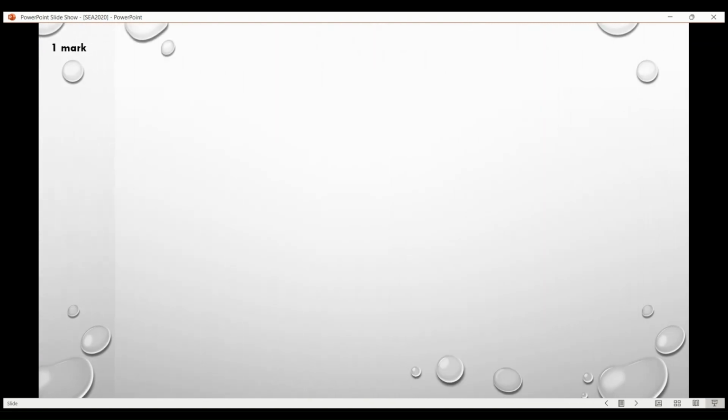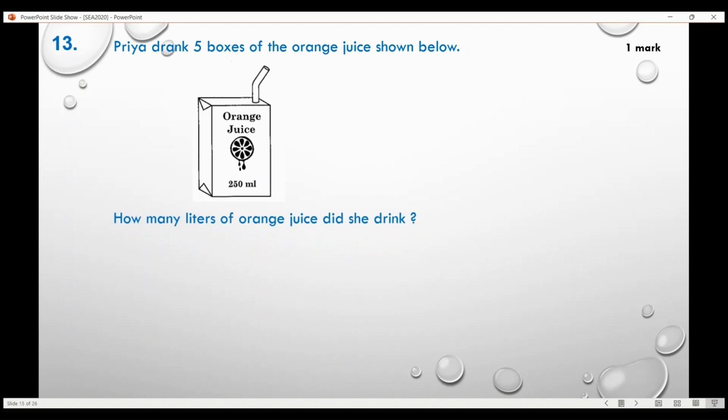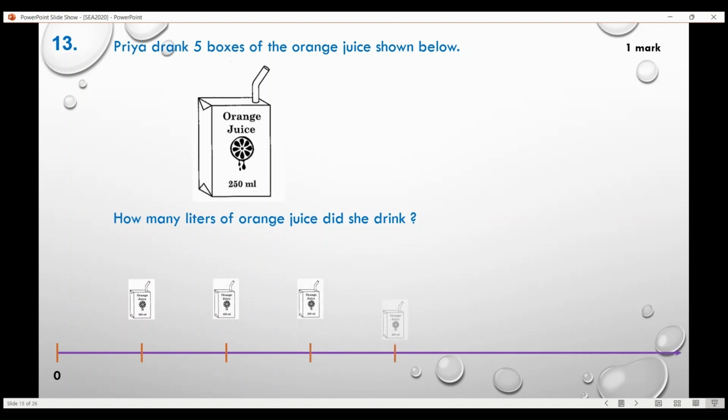Let's now move on to number 13, where it's asking us, Priya drank 5 boxes of the orange juice shown below. So we have the orange juice there, and it indicates that the capacity is 250 ml. So how many liters of orange juice did she drink? So we can bring it up on a number line. There are some students who can easily tell what it is, and some who get problems. So let's bring it up like a number line and draw some there, so we can see at 0 there was no juice drunk. Then she drank 1 box, and then 2 and 3 and 4 and 5. So she drank 5 boxes of orange juice, maybe for the week.